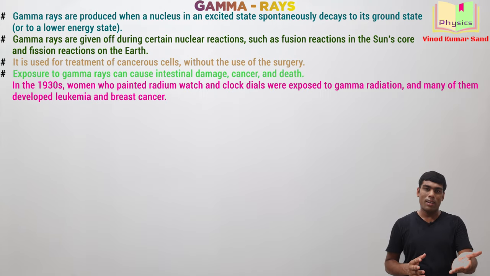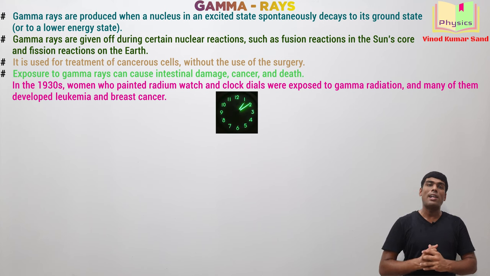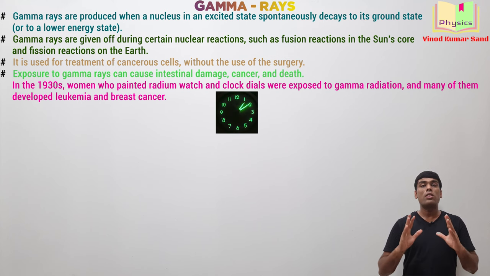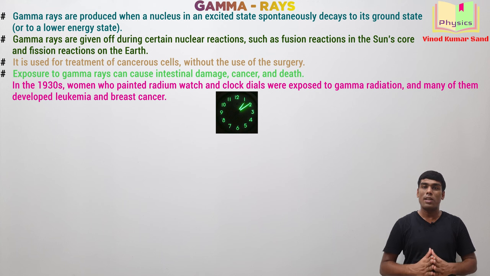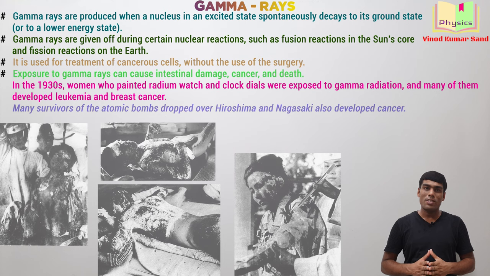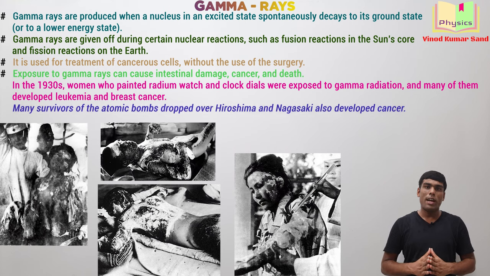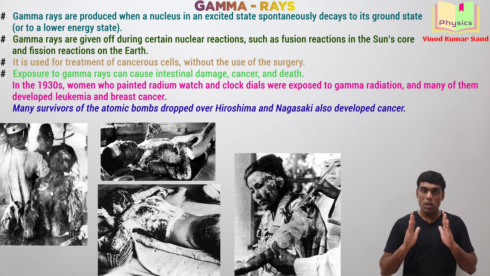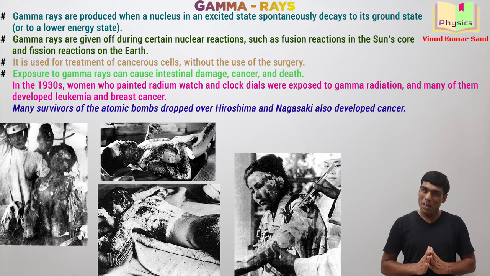In 1930, a few women used to paint the radium dials of clocks. Later on, they developed leukemia or breast cancer. The survivors of Hiroshima and Nagasaki, after the drop of the atomic bomb, also developed various forms of cancer. So high exposure to gamma radiation is hazardous for human beings.